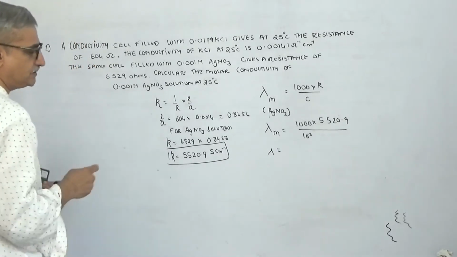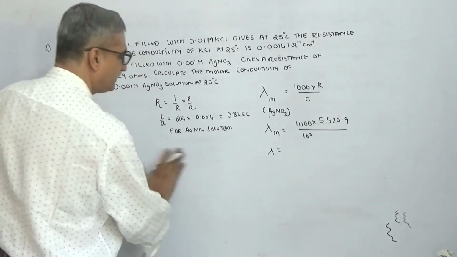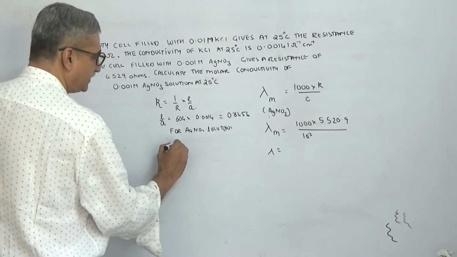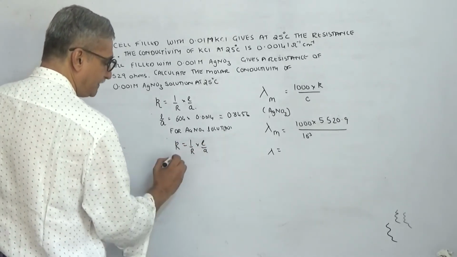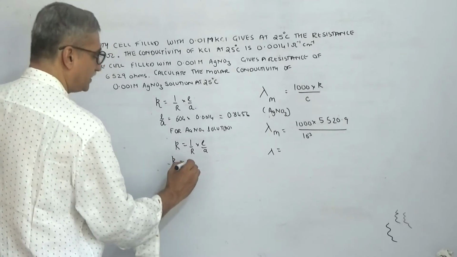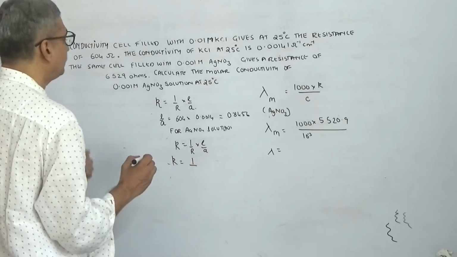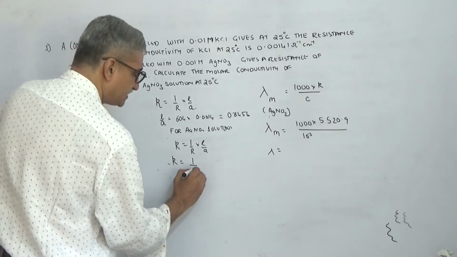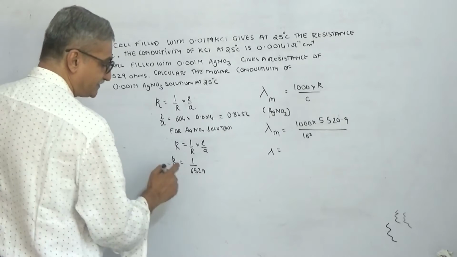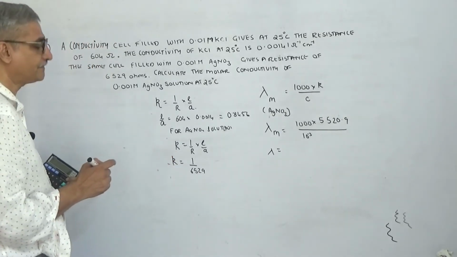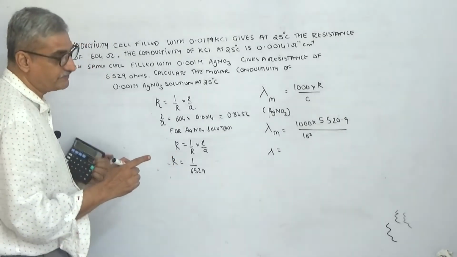For silver nitrate solution, what did we get? K is equal to 1 upon R into L by A. So K will be 1 upon R. What was the resistance given? 6529. This is where we went wrong. So this is the mistake we have made.